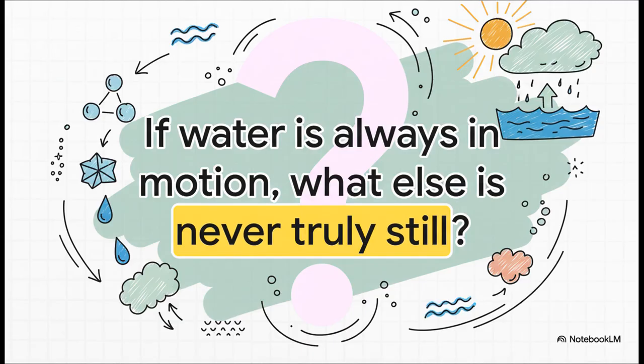I mean, we've seen that even something as simple as a puddle, which looks totally still, is actually buzzing with invisible activity. So it kind of makes you wonder, right? If water is always in motion, what else is out there that looks completely still but is actually part of some huge, dynamic, never-ending cycle?